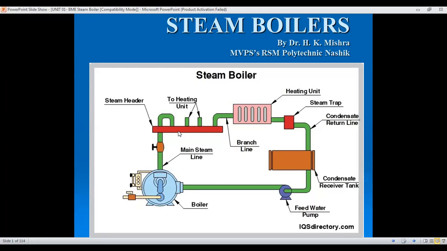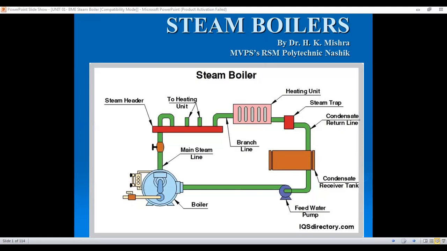Steam head means steam is collected here. Okay, and this is the heating unit. Steam trap, return line, and condenser. So whatever the use of the elements, we will learn one by one.